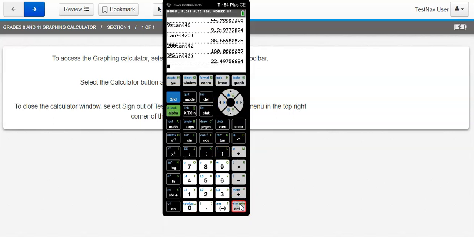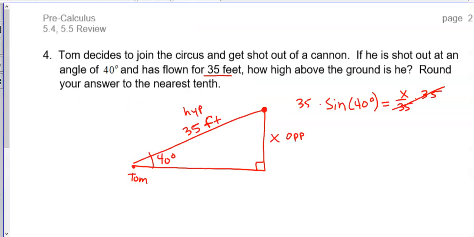is about 22 and a half feet. So you could answer that kind of however you want. You could say 22 feet and 6 inches, or you could say 22.5 feet. Either way, it'll be fine.